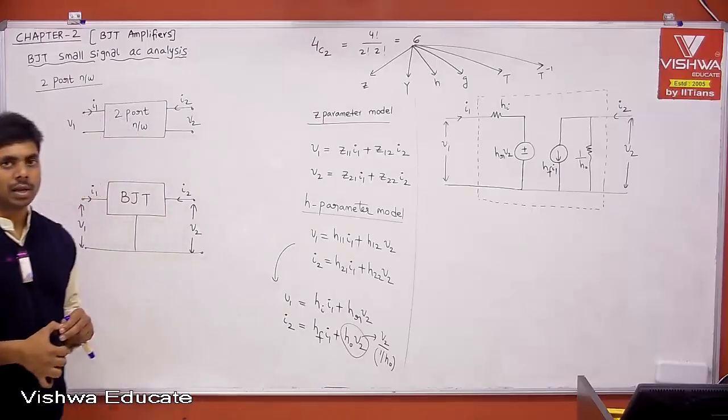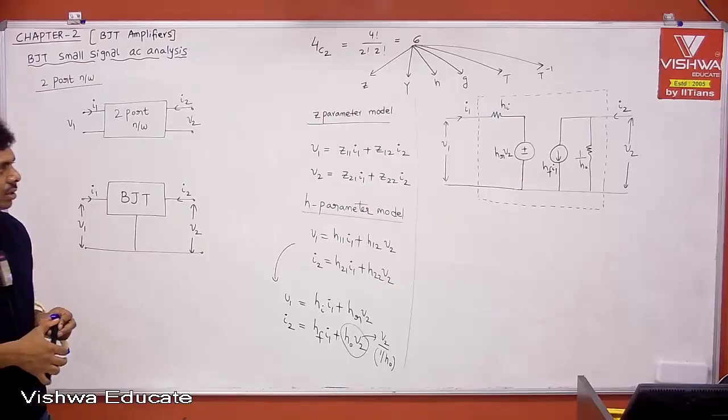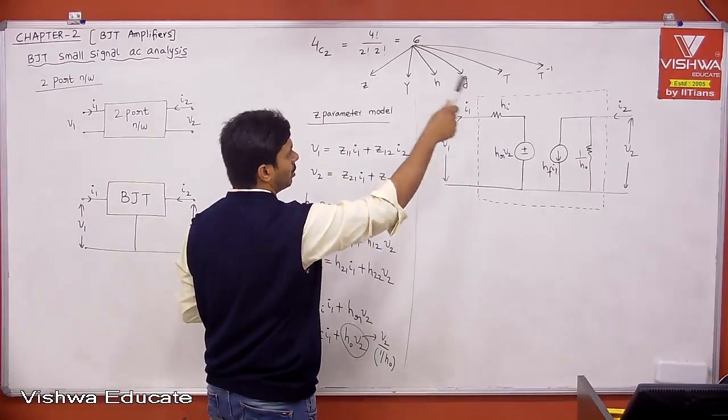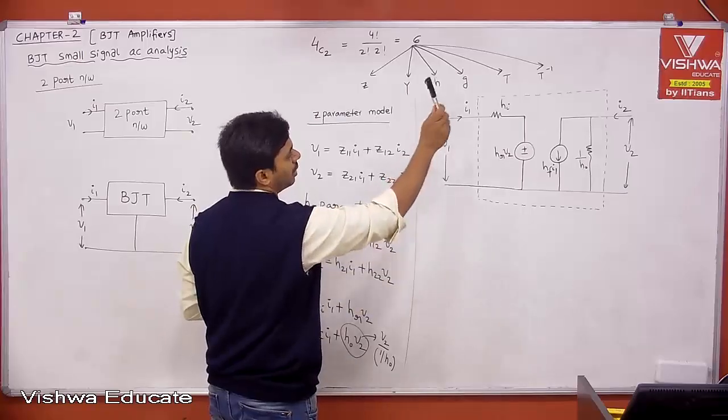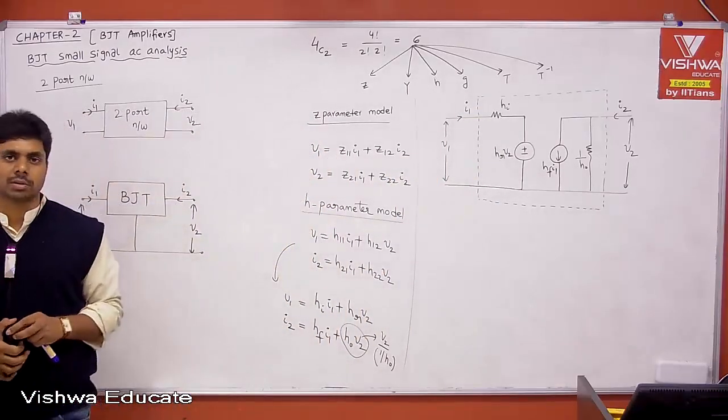Take it. From now onwards the BJT will be replaced by the H parameter model, and then we will continue and try to get the relation between output voltage to input voltage, or output current to input current, input voltage to input current, output voltage to output current. We can use this equivalent circuit to continue.